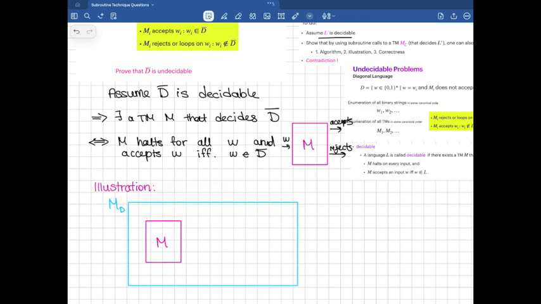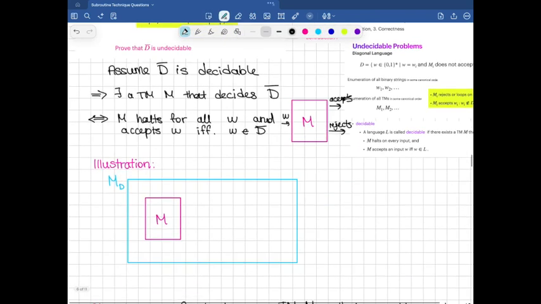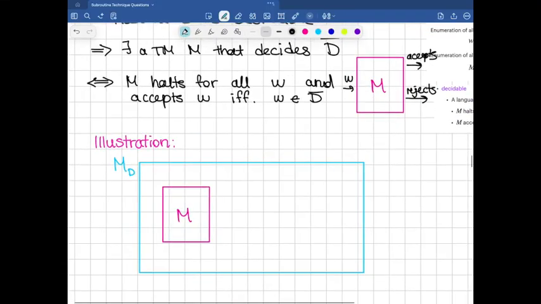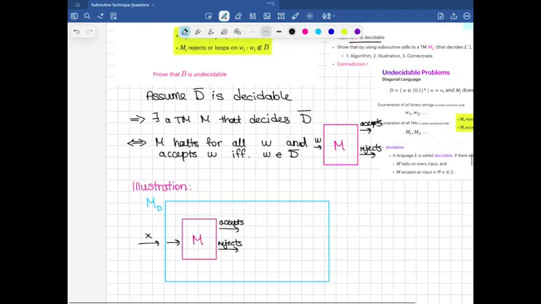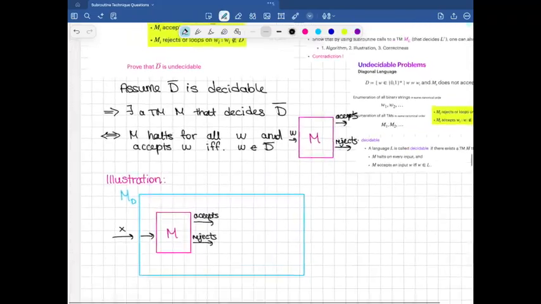We will just negate the result that we have from M and we will output that. So let's say the Turing machine MD takes X as an input. We don't do anything with this input and we basically forward it to the Turing machine M. And as we said, Turing machine M either accepts or rejects. The only thing we have to do is to negate the result of the Turing machine M, because M decides the complement. The complement is the exact opposite of the diagonal language.